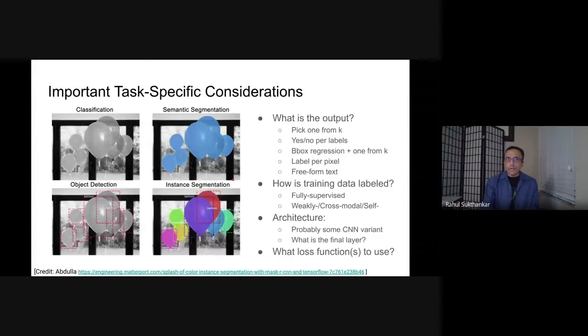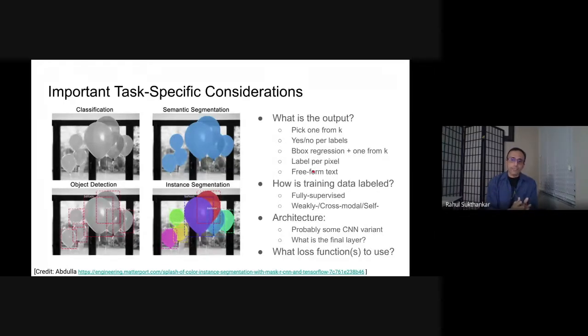There are a number of task-specific considerations that come up as you think about the tasks I mentioned and what they mean in terms of the input and the output. So for example, given an image, if your goal is to classify the image, then of course the output might be just picking one from K. Similarly, when we talked about the various ones, yes, no labels, bounding box, and so on, you can structure your network to produce different kinds of outputs.